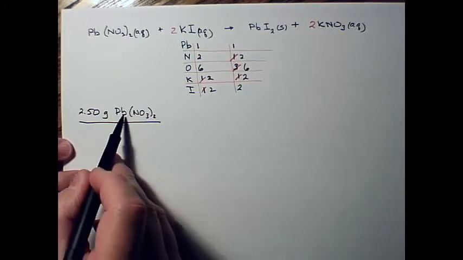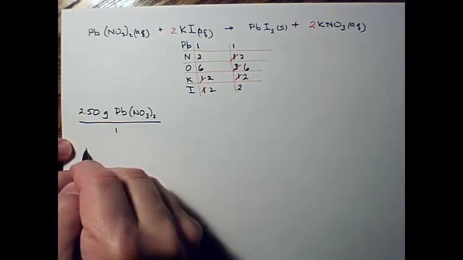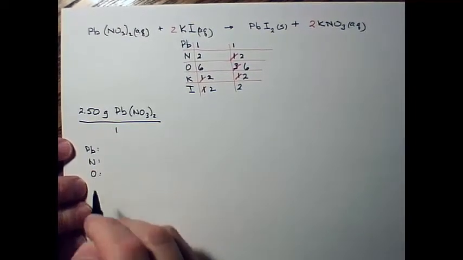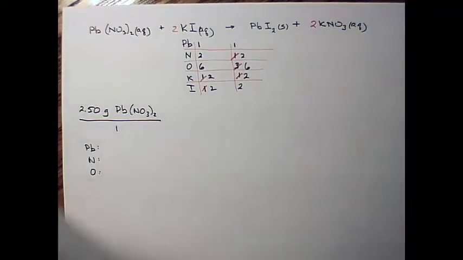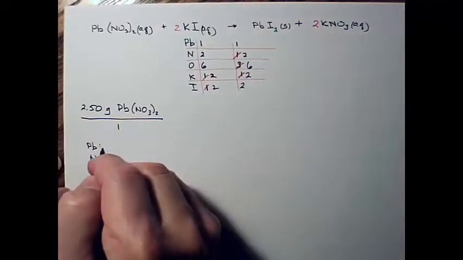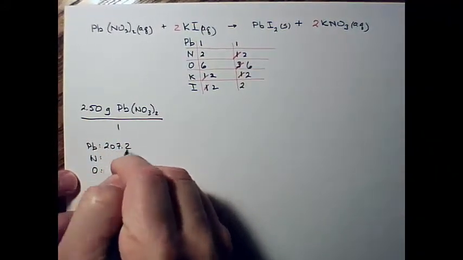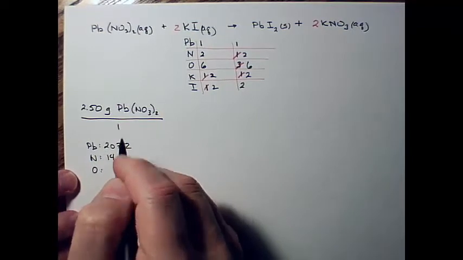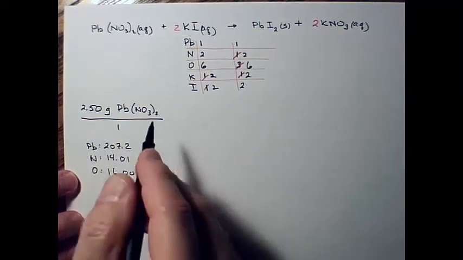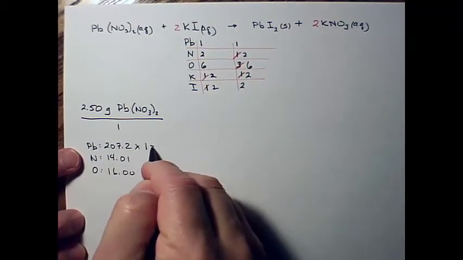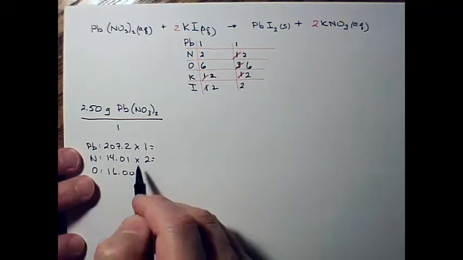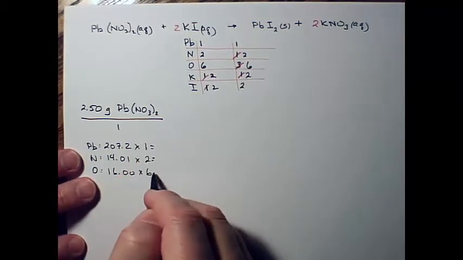We're going to need a molar mass to convert this into moles. So we're going to write this lead and nitrogen and oxygen. On the periodic table, we can see that lead has an atomic mass of 207.2. Nitrogen is 14.01, and oxygen is 16.00. We have 1 lead, 2 nitrogens in the formula, and 6 oxygens in the formula.